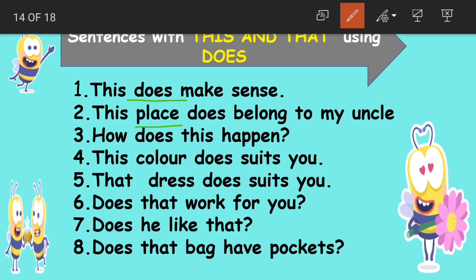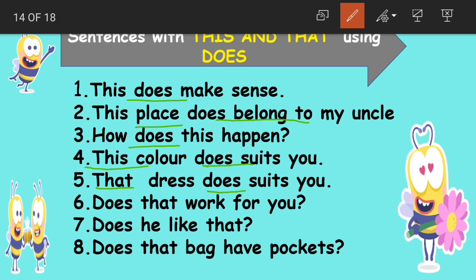This place does belong to my uncle. How does this happen? This color does suits you. This color does suits you. That dress does suits you.